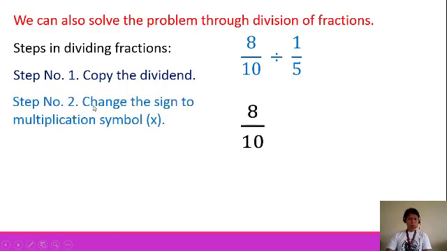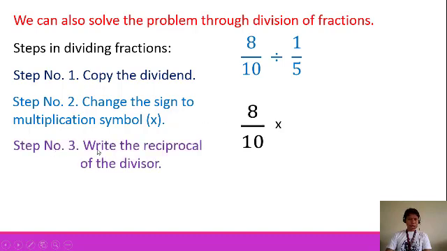Next, step number 2 is change the sign to multiplication symbol. So we are going to change this division into multiplication symbol. And number 3, write the reciprocal of the divisor. When we say reciprocal of this divisor, you just interchange the position of the numerator and the denominator. So 1 becomes the denominator and 5 becomes the numerator.